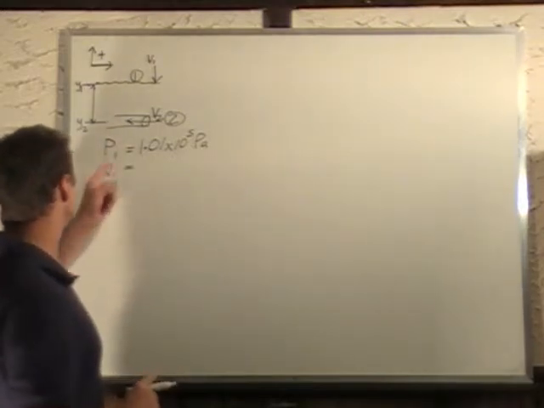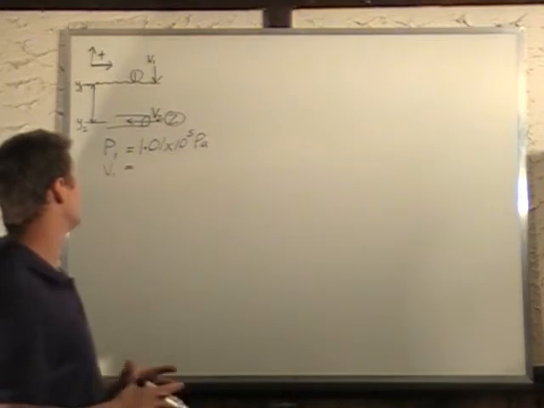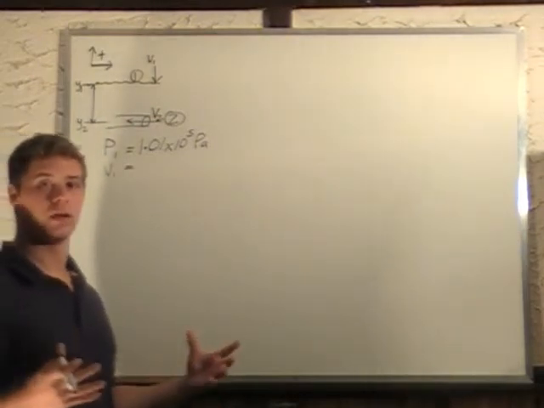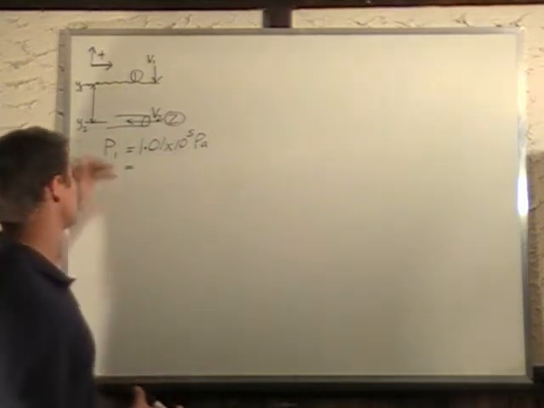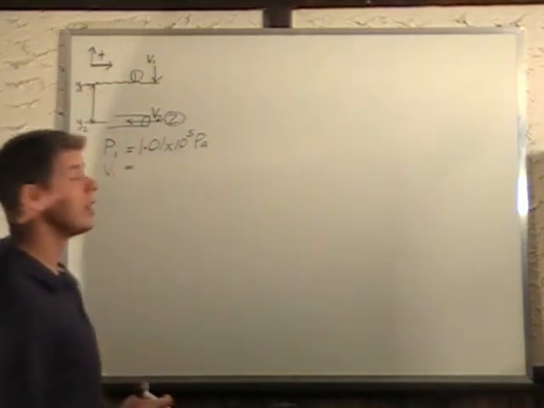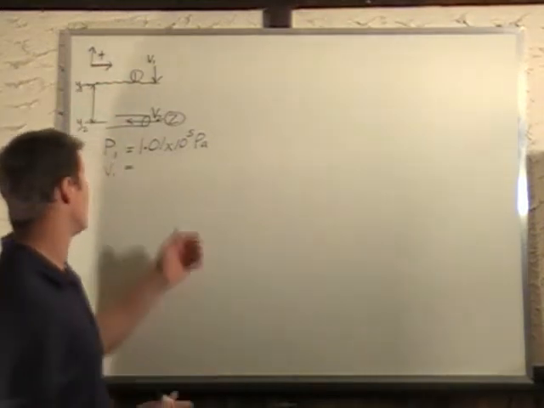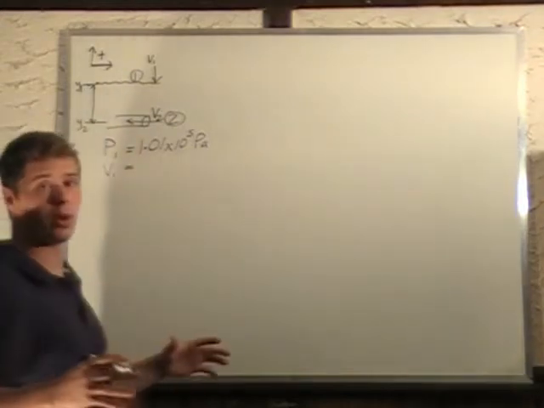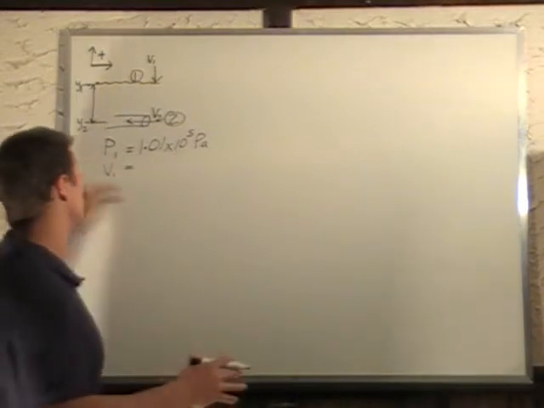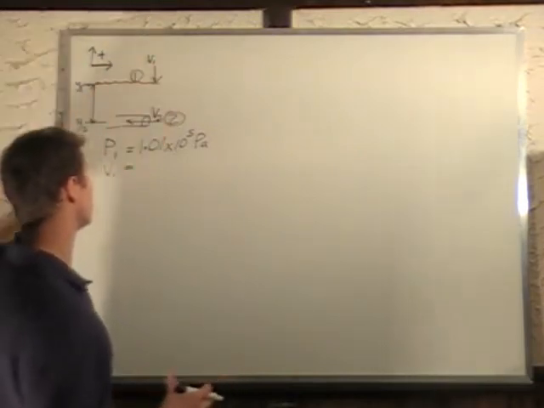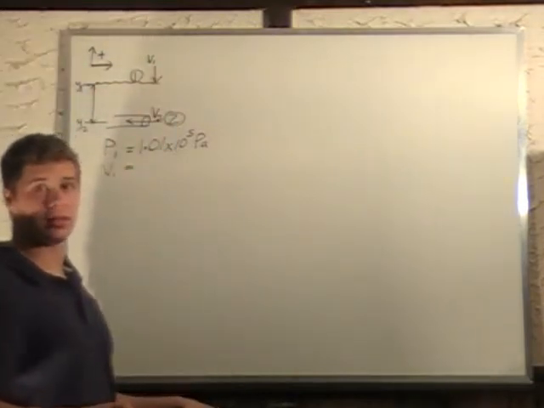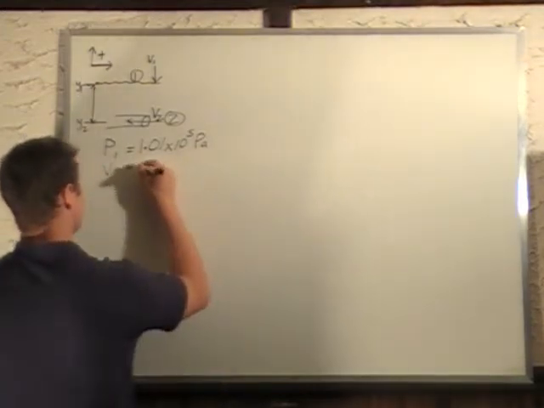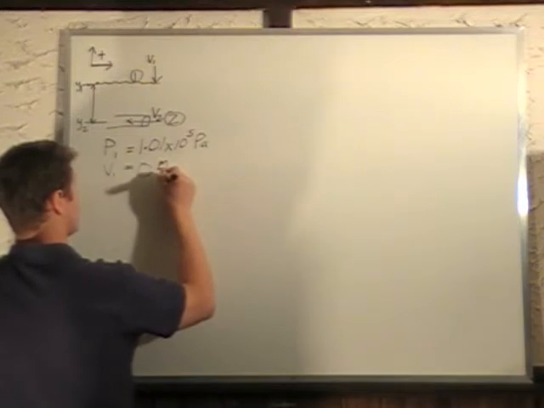Now, velocity at this point, with a large surface area like a lake or a huge vat, the velocity that the water is going down is basically negligible. The amount of water going through this pipe compared to the total amount of water in the lake is so small, and the area of that lake is so big that the speed that it's going down is negligible. So we can say that V1 is 0 meters per second.